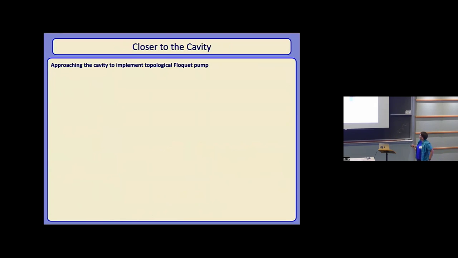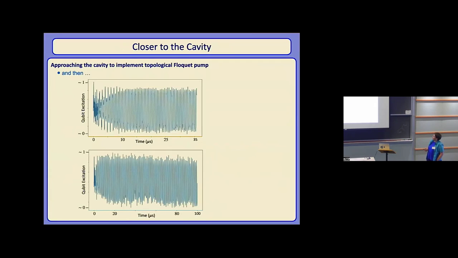And so we started to go closer to the cavity. And then these two data sets appeared in the Slack channel. So what's going on in these two data sets? Well, this is an attempt at doing these same coherent oscillations much closer to the cavity. And so it's oscillating, that part's good. And then you'll notice that at short times something weird happens and then it cleans up. That's not something as an experimentalist you normally expect. Things are never better at long times than short times.